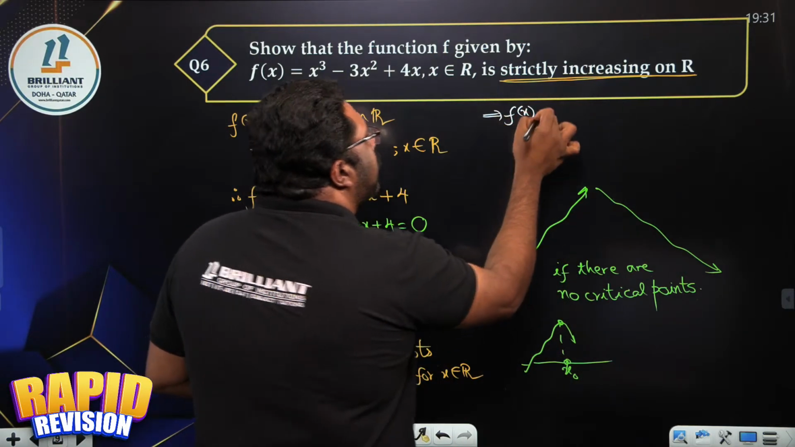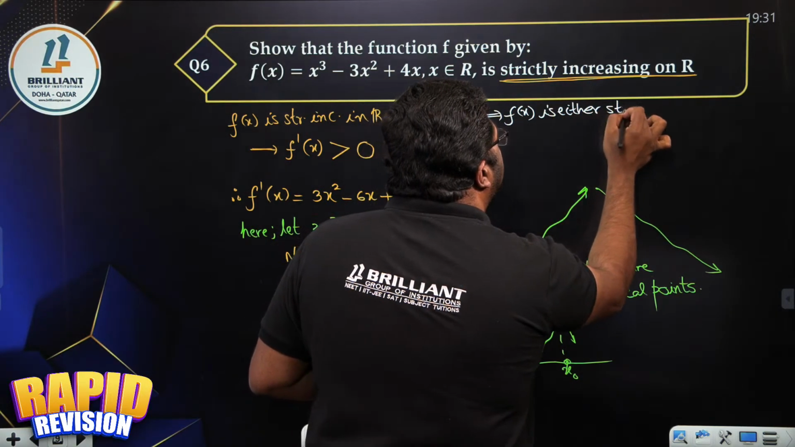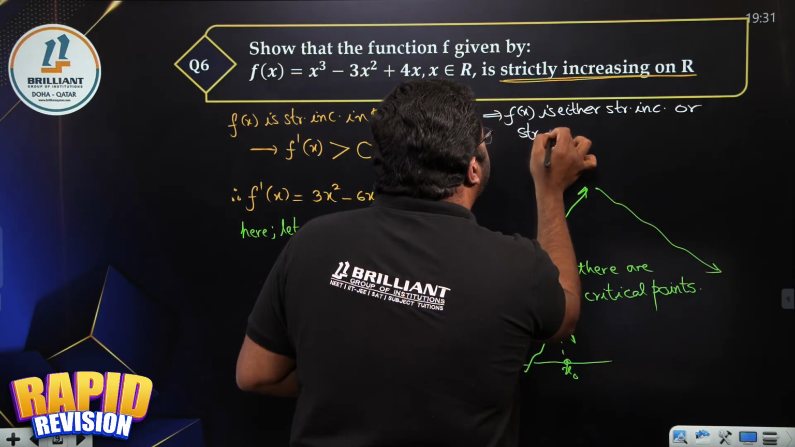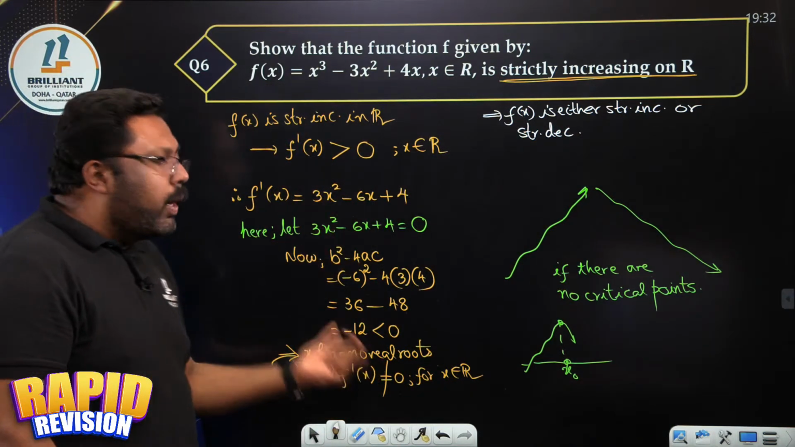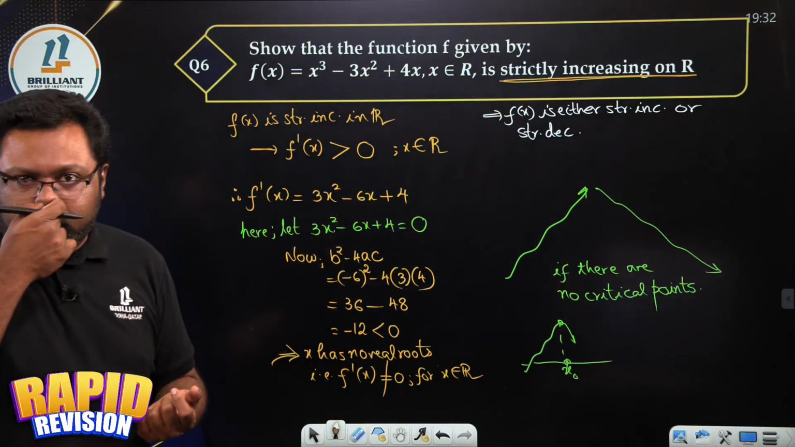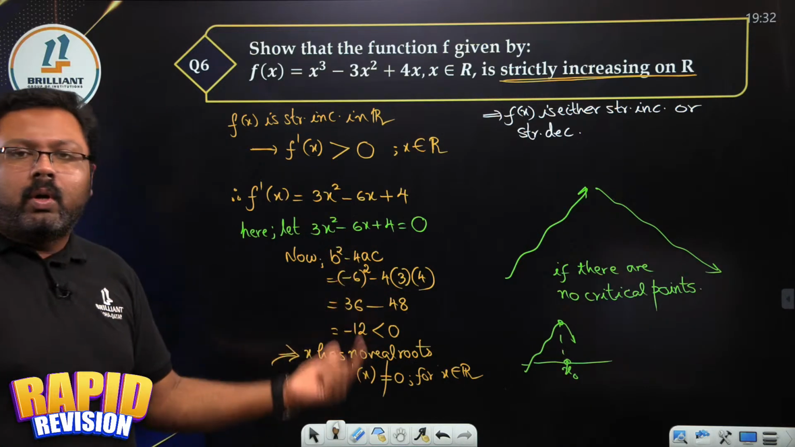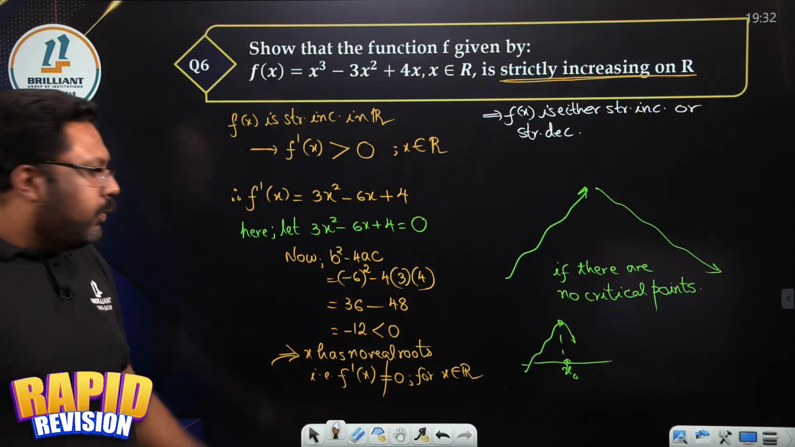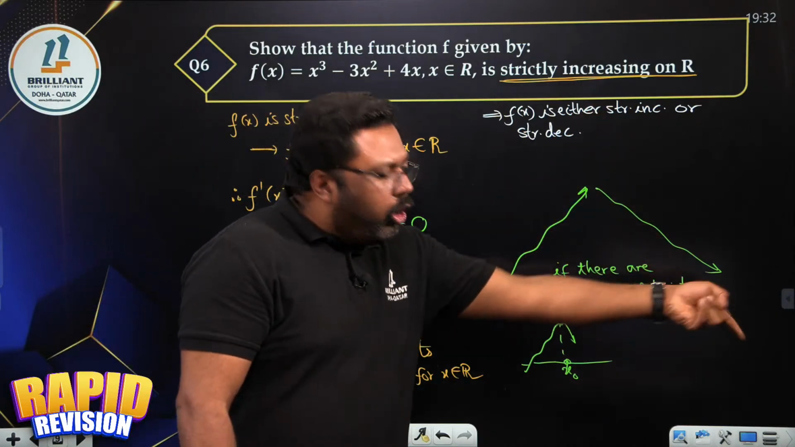f of x is either strictly increasing or strictly decreasing. It's a 3-mark question, so we have to prove it like this. First one, I showed that the first derivative is a quadratic equation. Then I showed that for that quadratic equation there is no real number which is a 0. That is, I cannot find a critical point for it. So if there is no critical point for it, f of x is either increasing or decreasing.